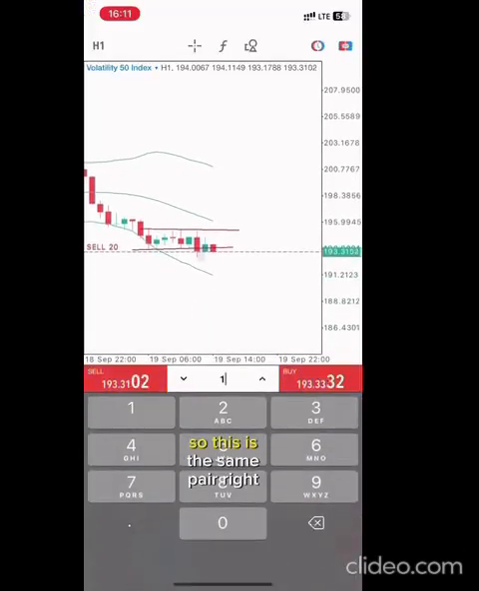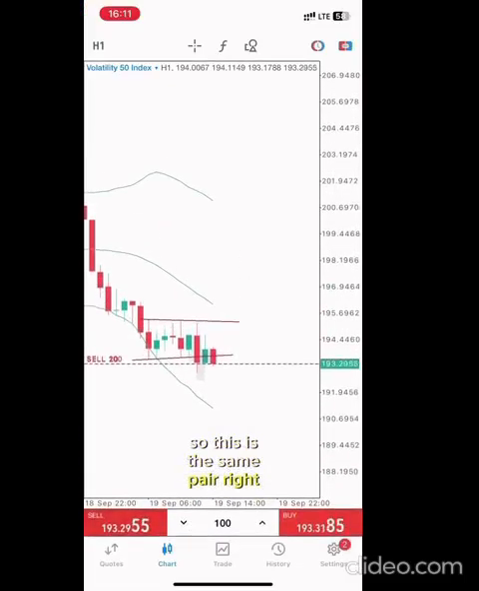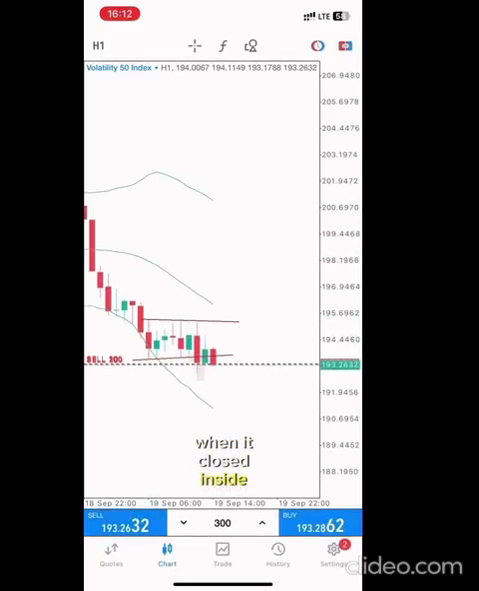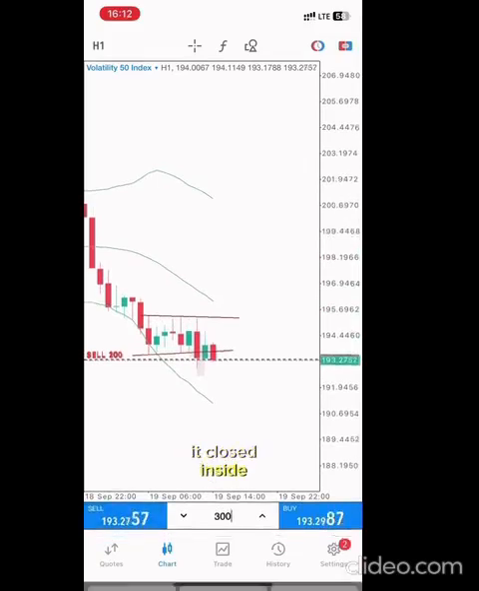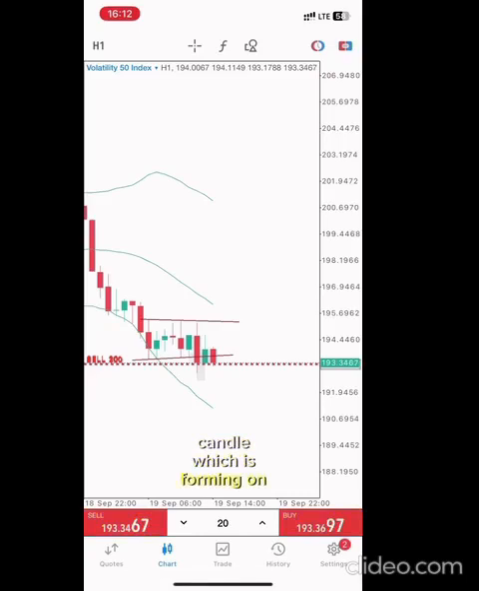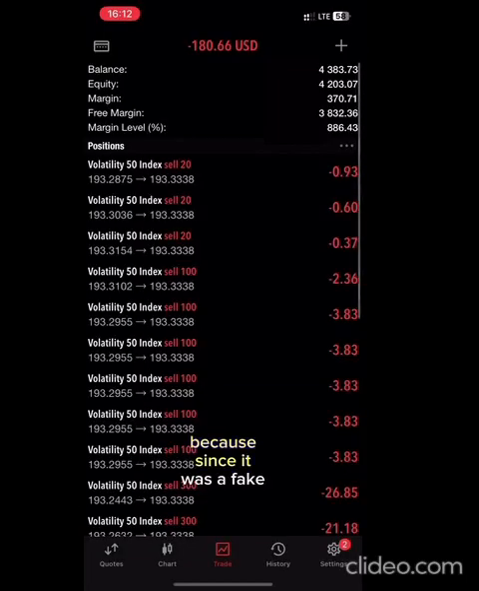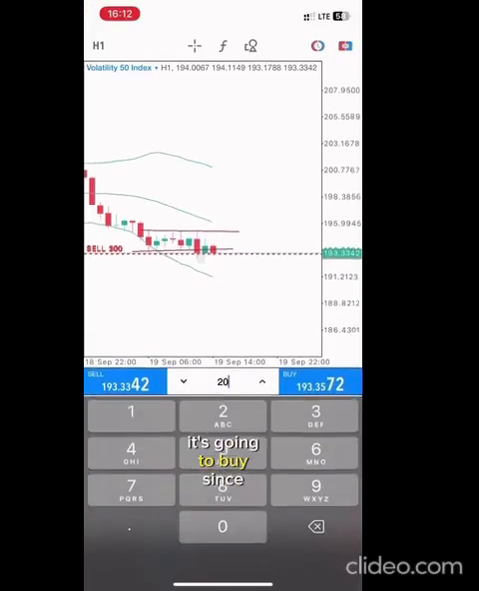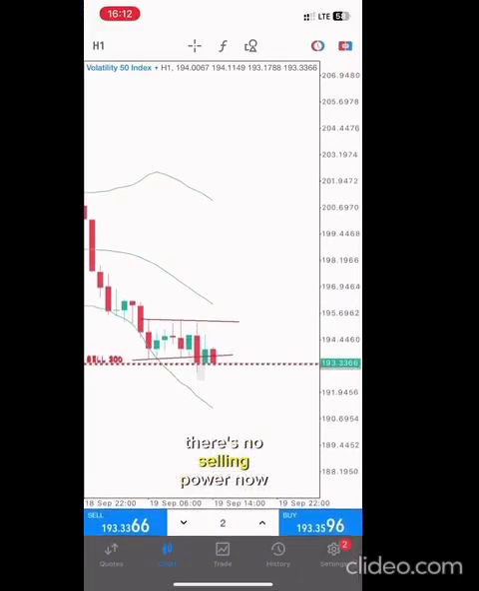So this is the same pair, right? Why am I selling here when it closed inside? As you can see, it closed inside. Now it's a new candle which is forming on the next time frame. Why am I selling here? Because since it was a fake out, most traders would think it's going to buy since there is no selling power now. But I say you are all wrong.